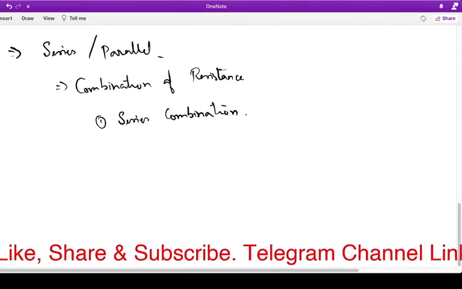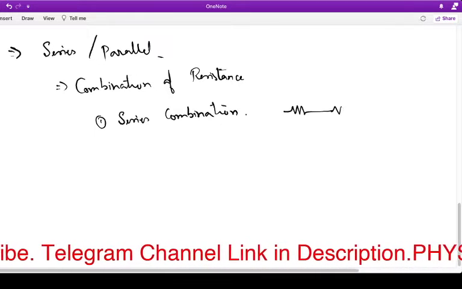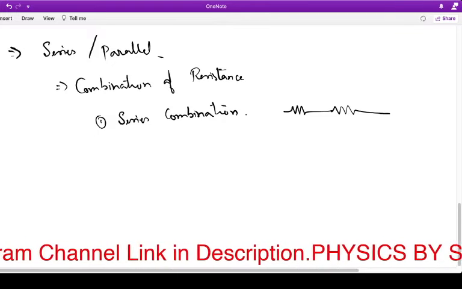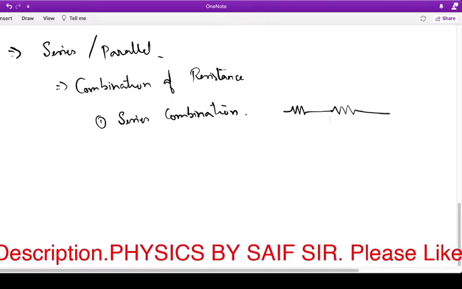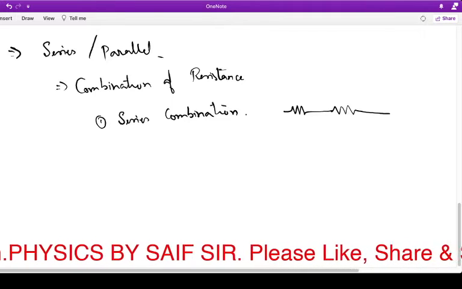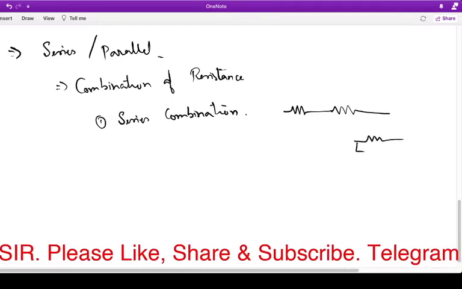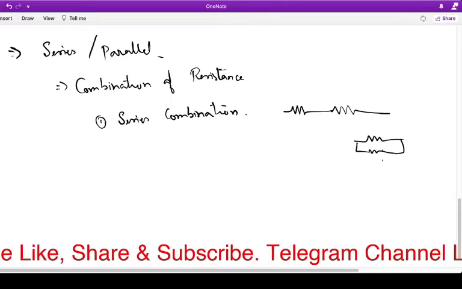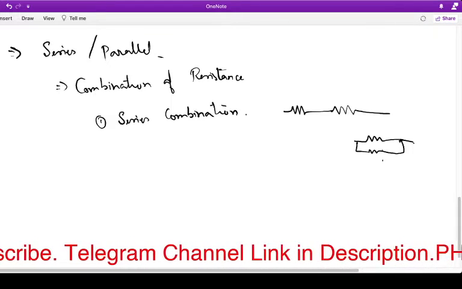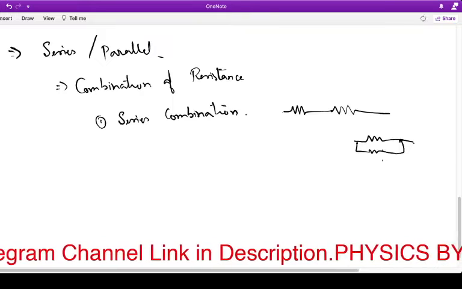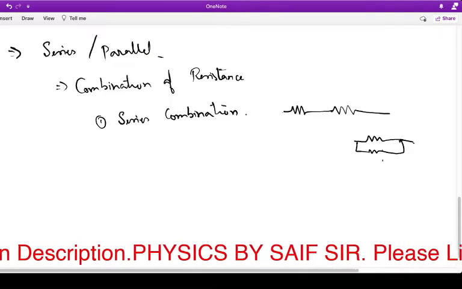Series combination is nothing but, for example, two resistances connected in series, that is line by line, adjacent to one another. Like students standing in a line, whereas in a parallel combination it will be different. In parallel, the inputs are joined for both, whereas in series the output of the first one will be the input of the second one. That comes under series.